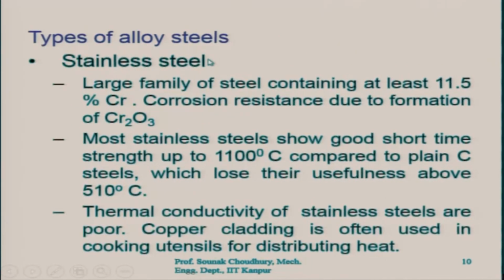Now, the types of alloy steels. There is stainless steel. Stainless steel, everybody knows that nowadays it is very useful and very widely used. It is a large family of steel containing at least 11.5% of chromium. This is one major alloying material in stainless steel. Corrosion resistance is due to the formation of chromium oxide, because there is chromium. So, it does not allow corrosion, since the chromium oxide is formed.